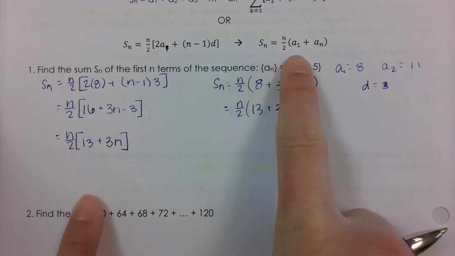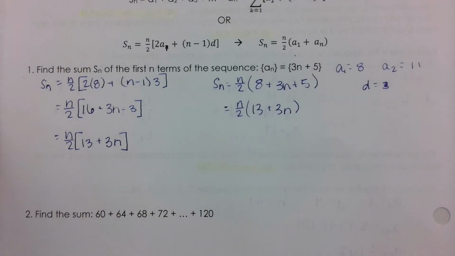So again, I like the second formula better just because it's shorter. There's less involved there. I think it's a little bit easier, but yeah. So you get the same thing either way, so whichever one you want to use is fine. Questions?